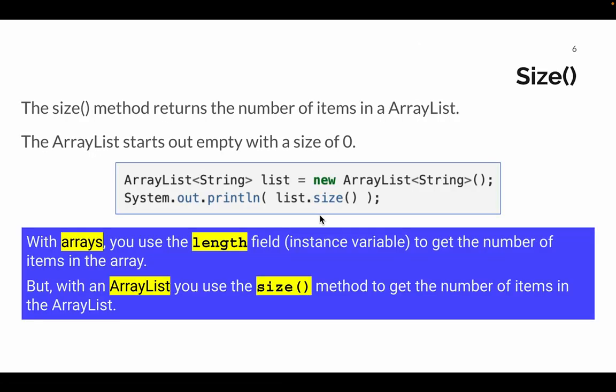The size method returns the number of items in the array list. And the array list, remember, starts out empty with a size of 0, so the default is 0. With arrays, you use the length field to get the number of items in the array, but with an array list, you use size. So here's length and size. And I actually think I did that wrong in an example going up, but we'll look.